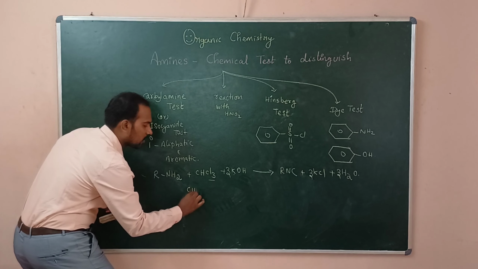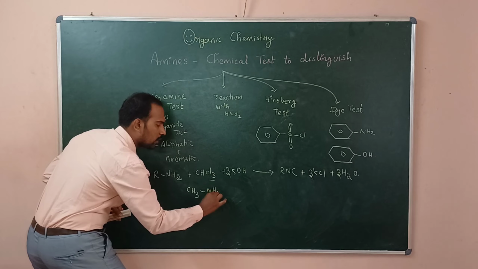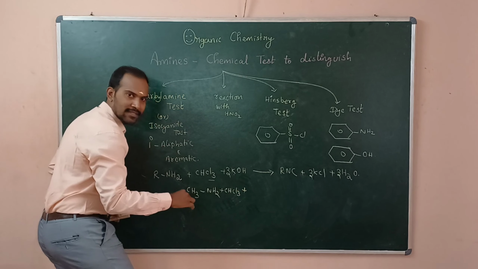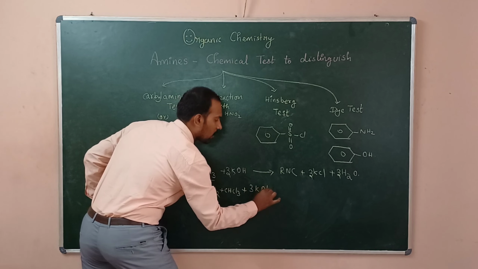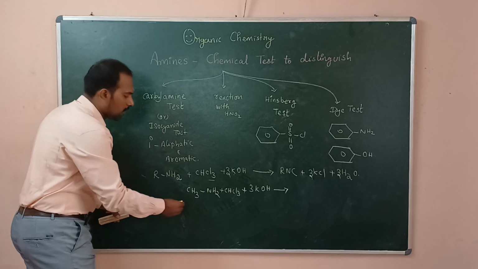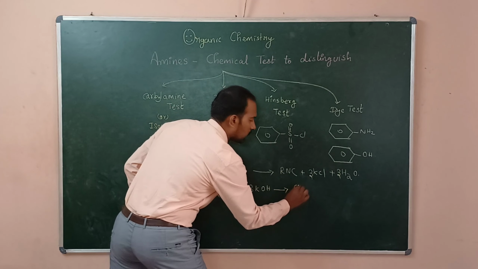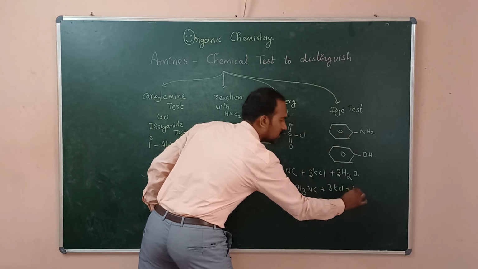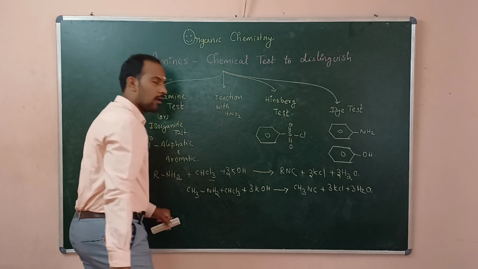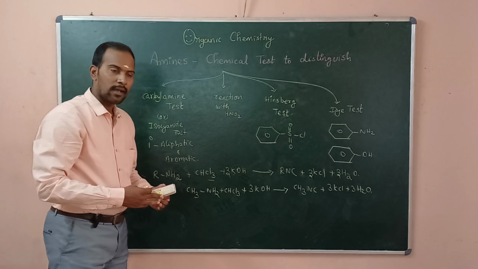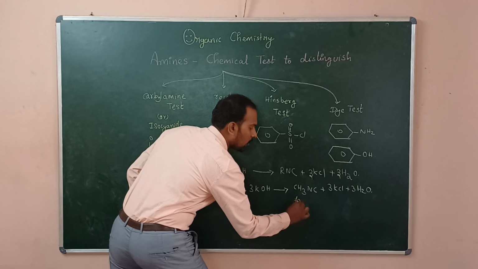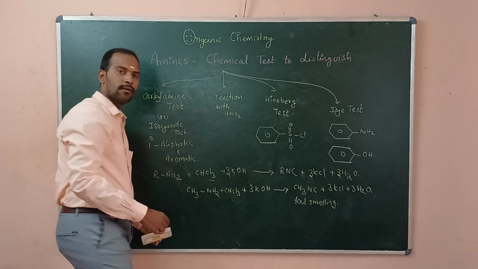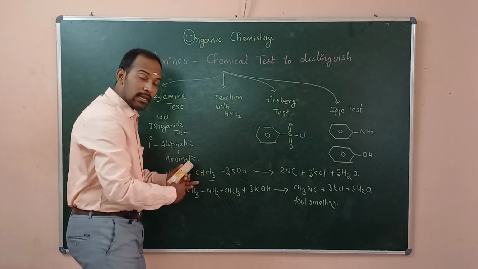Now, methylamine, CH3NH2, reacts with chloroform, CHCl3, plus 3 moles of KOH. It forms methyl isocyanide, CH3NC, plus 3 moles of KCl plus 3 moles of H2O. Here is the identification of the product: methyl isocyanide, which is foul smelling in nature.